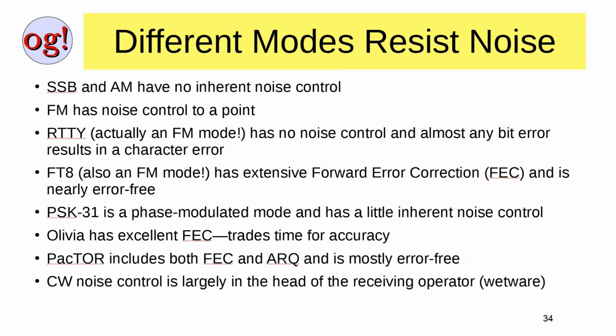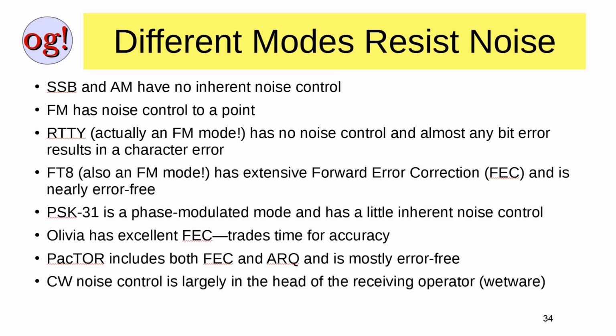Now, I want to talk just a little bit about modes. Different modes resist noise differently. Now, single sideband and AM have no inherent noise control. The waveform is analog. You're modulating the size of the radio signal, and static and everything else just looks like another AM waveform.